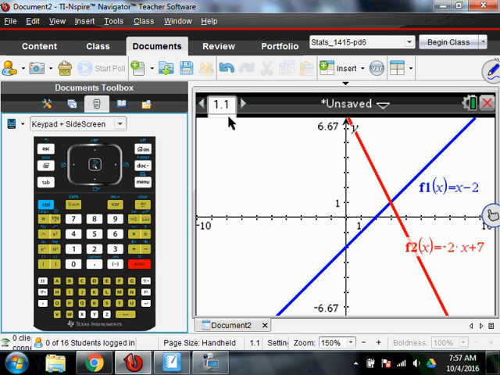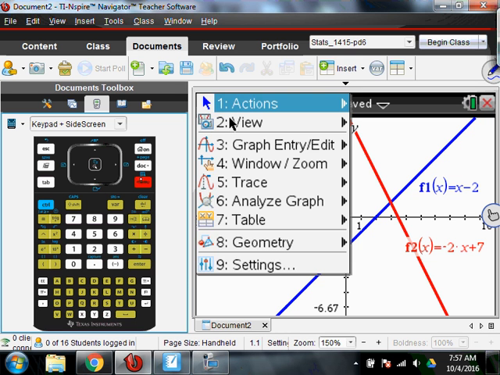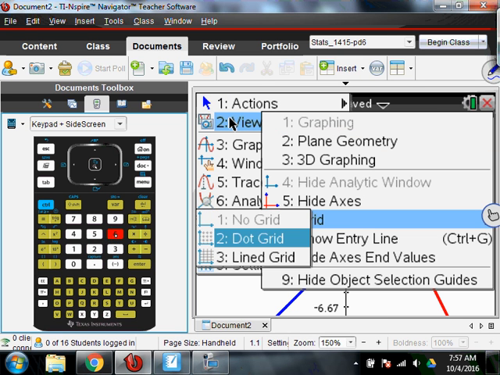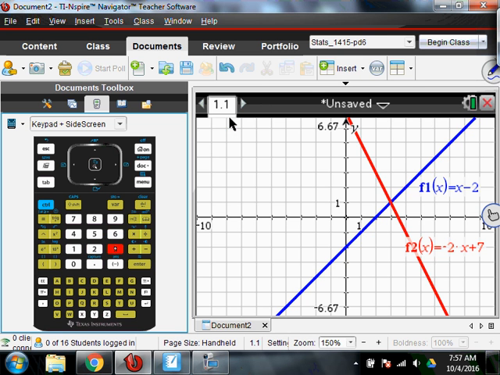How do we do that? Menu, is it 263? Menu 2, view, 6 grid, 3 lined grid. Awesome, menu 263. So that kind of gives us an indication that our intersection point occurs somewhere around 3, 1.